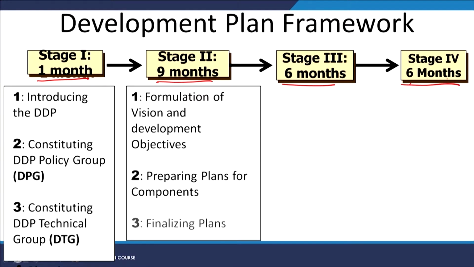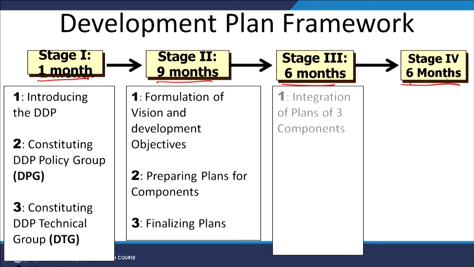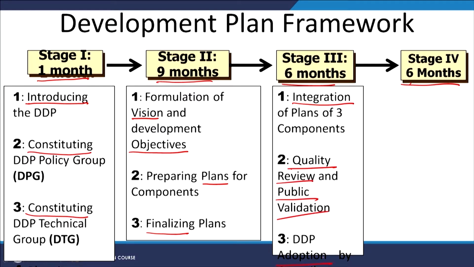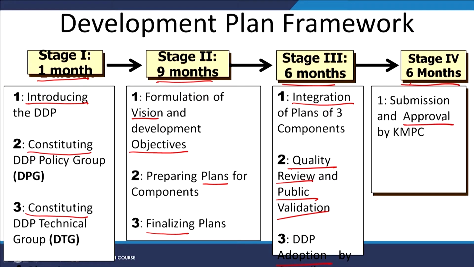I am not going into much detail into the intricacies of these stages, but you can at least see the keywords like introducing, constituting the policy group, constituting the technical group, formulation of the vision and objectives, preparing plans, finalizing plans, integration, quality review and public validation and adoption, and also the approval stage. If you just remember these keywords, you will understand the basic stages of planning.